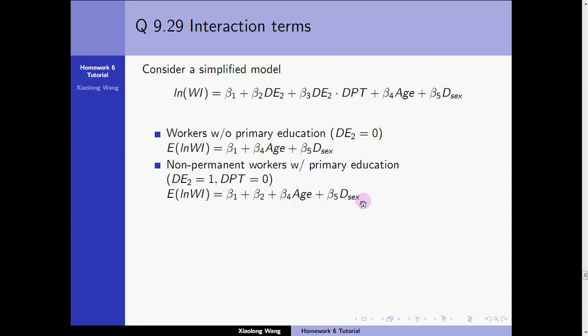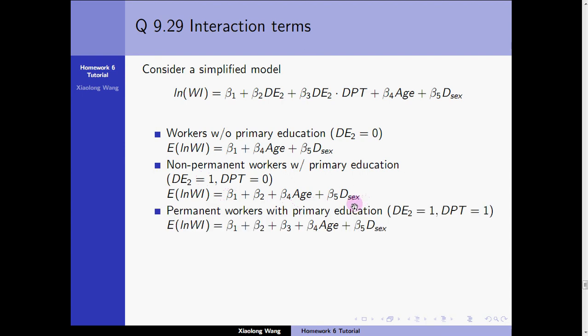And then the third group is permanent workers with primary education. So D2 equals 1, DPT equals 1. So the expected wage income equals beta 1 plus beta 2 plus beta 3 plus beta 4 times H plus beta 5 times D6. And again, we want to know what's the difference among these three groups.